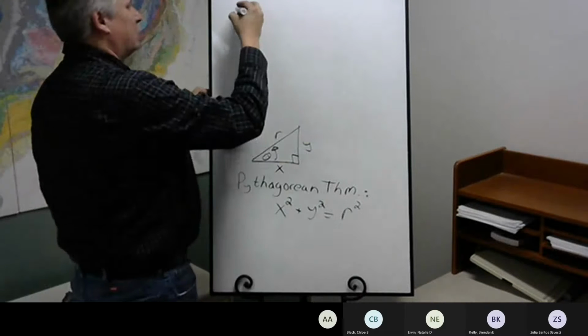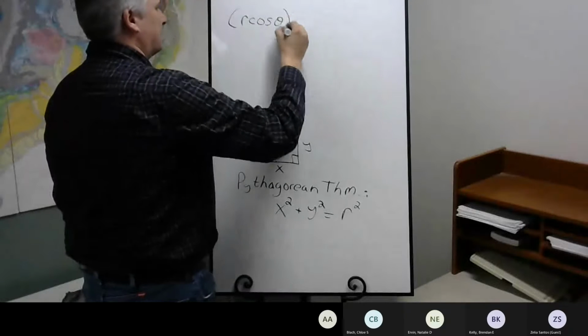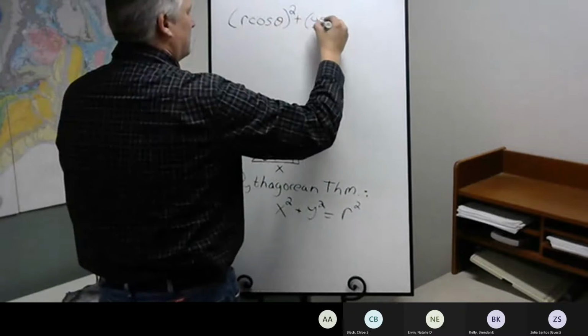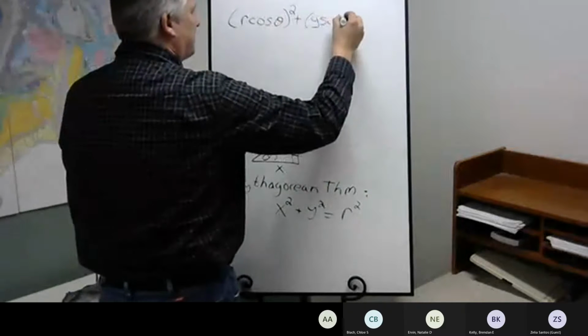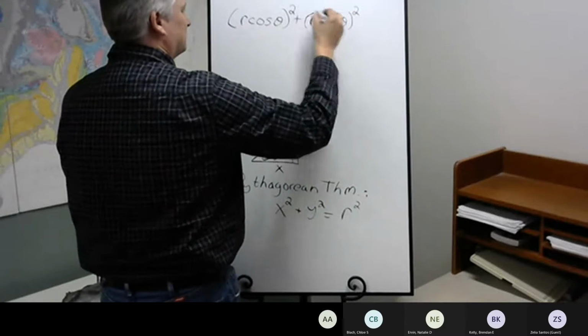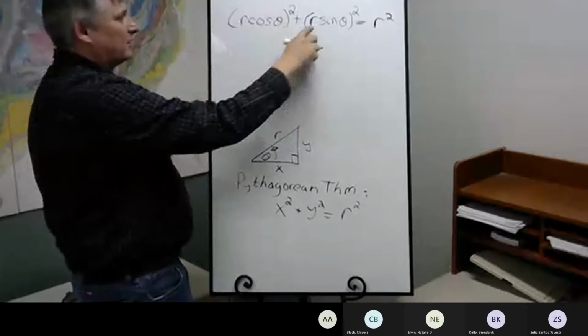Now, x is r cosine theta. y is r sine theta. Also, r, and r in there. R.